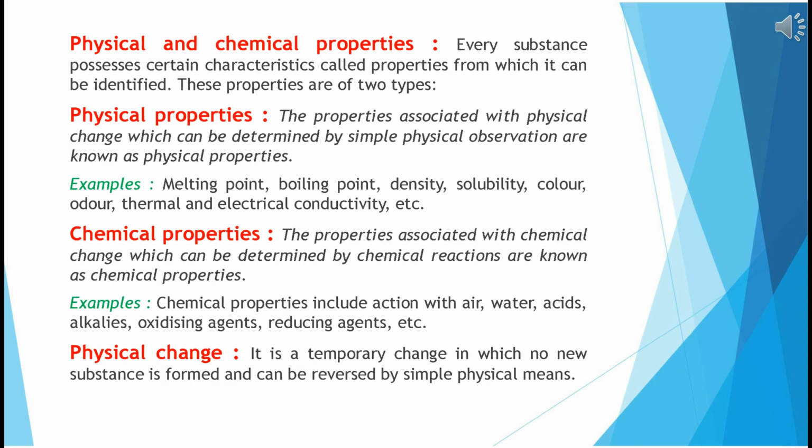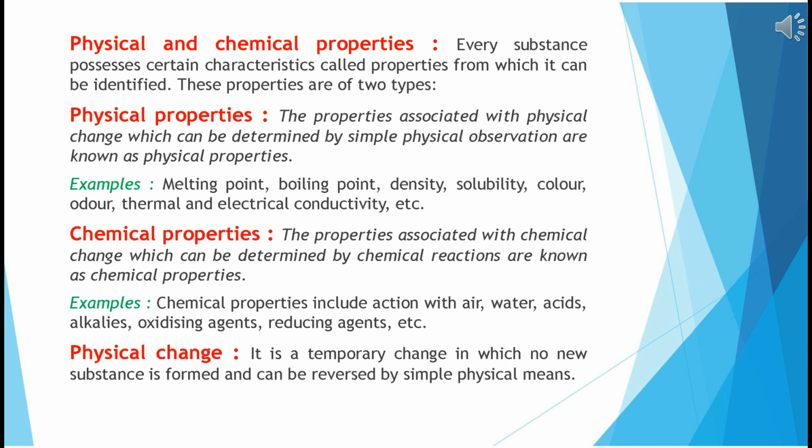The first topic is physical and chemical properties. Every substance possesses certain characteristics called properties, and properties are divided into two categories: physical properties and chemical properties. So first we will see what physical properties are. Physical properties are associated with physical change and can be determined by simple physical observation. Examples: melting point, boiling point, density, solubility, color, odor, thermal and electrical conductivity.